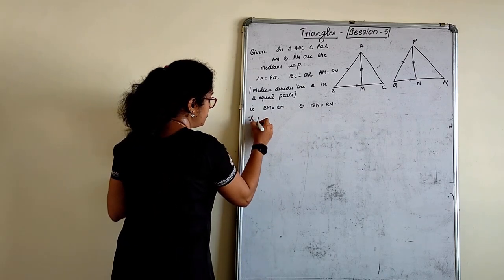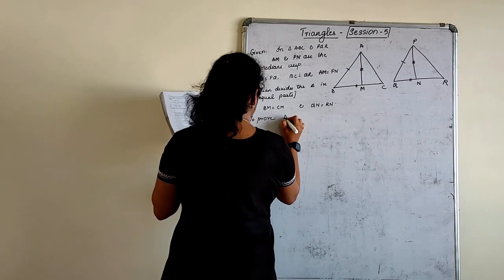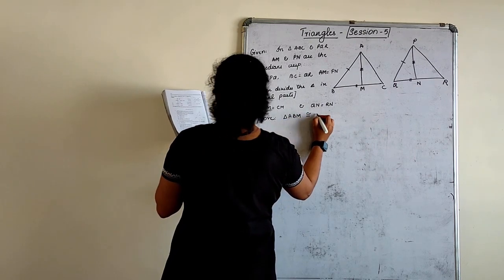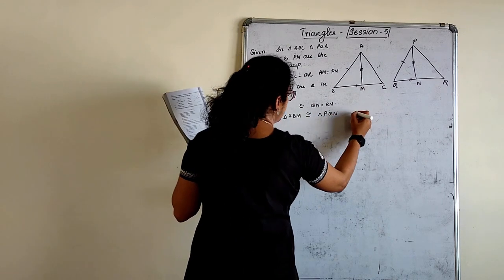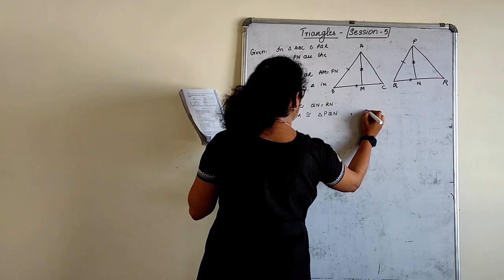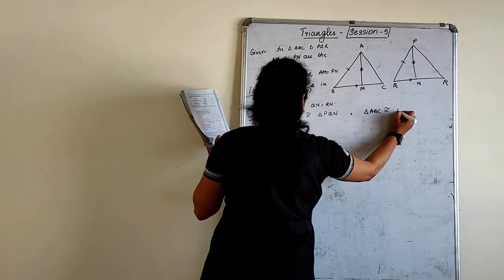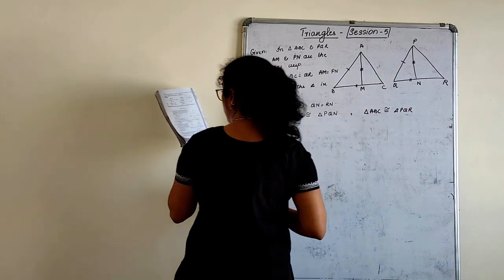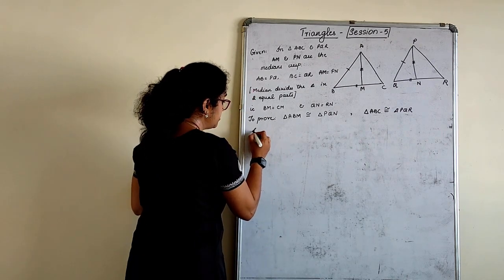To prove, triangle ABM is congruent to triangle PQN and triangle ABC is congruent to triangle PQR. Triangles ABM and PQN, let's start with it. Proof.